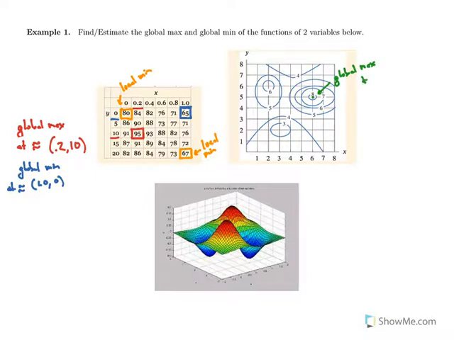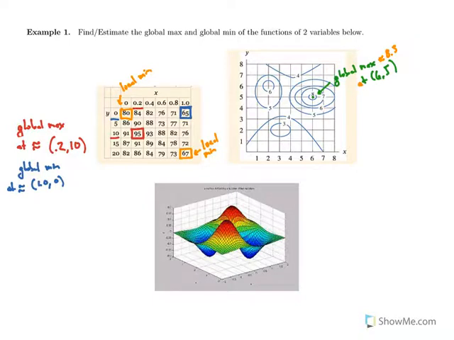We can say maybe that's at 6, 5. And the global max has a value of maybe 8.5 or something bigger than 8, but not quite 9, as we would have another contour there. Right, so the global max is the function value, and it happens at a certain point.